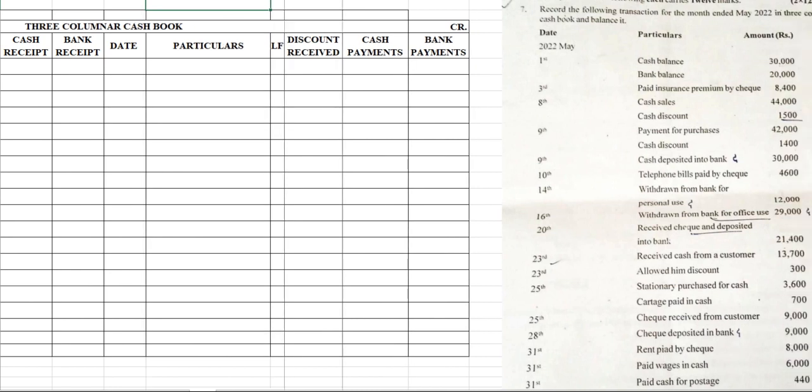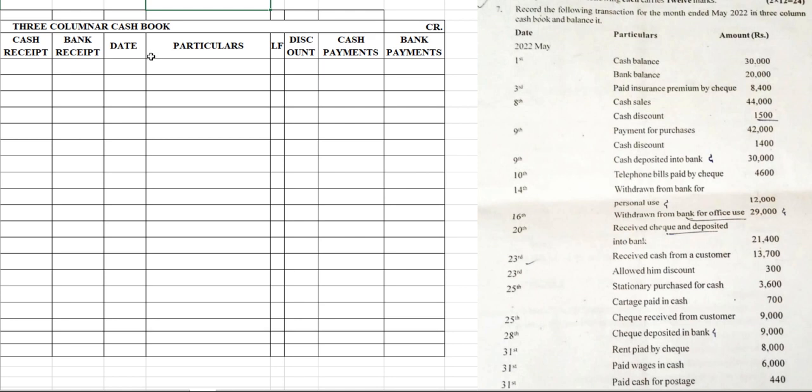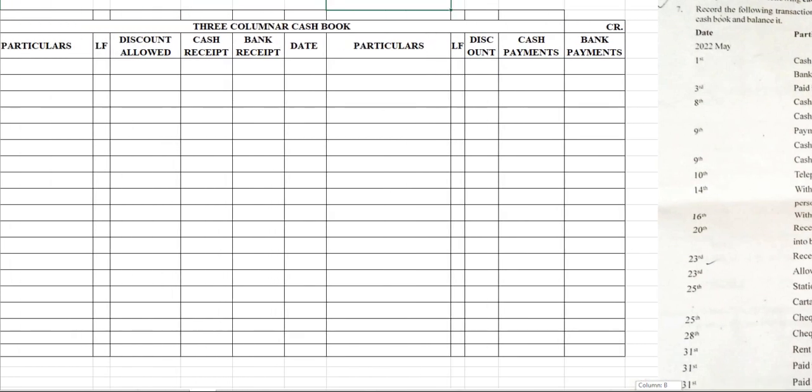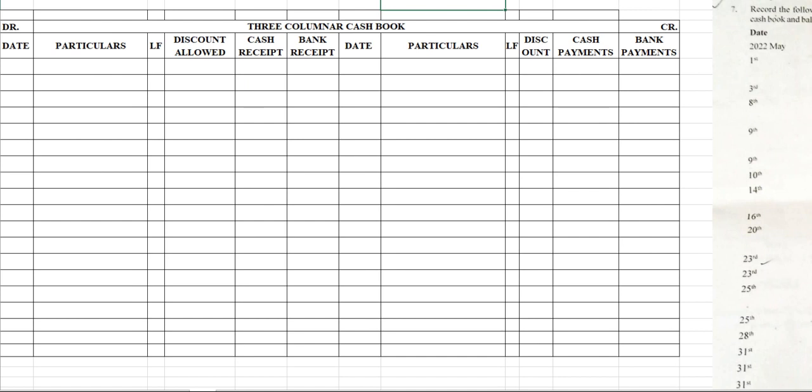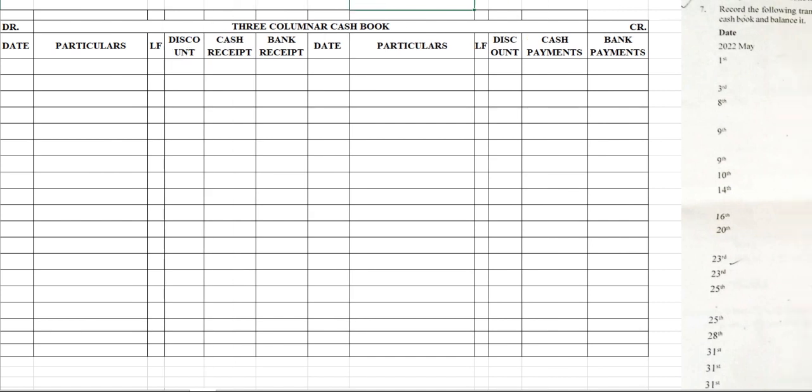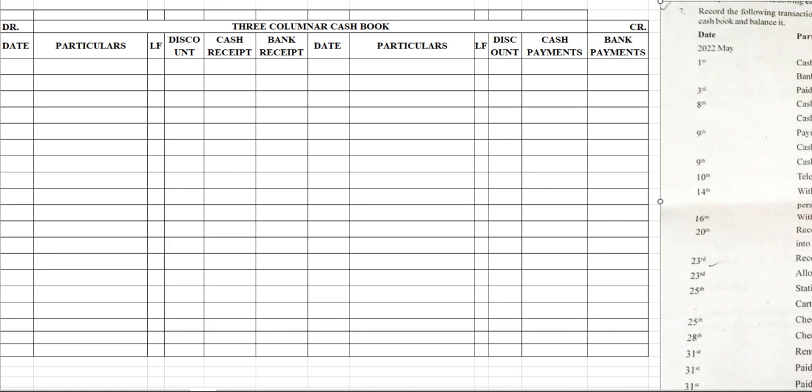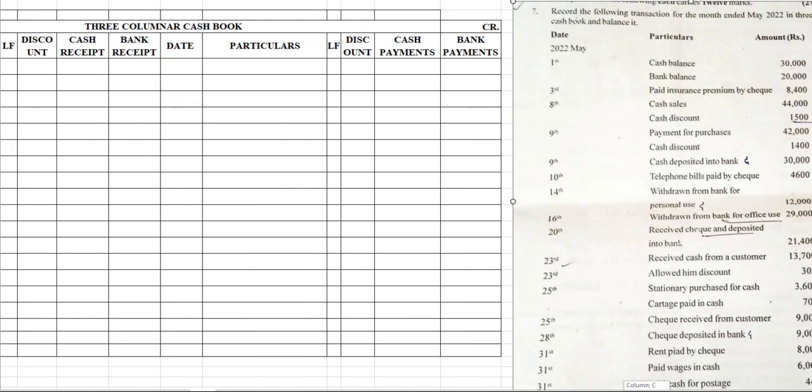Okay. So I will not explain so much in this problem. I have already explained so much in the previous problems of 2 column and 3 columns and everything. I will just go with the question. See here, record the following transactions for the month ended May 2022 in 3-column cash book. On 1st May 2022, first cash balance is 30,000 and bank balance is 20,000.